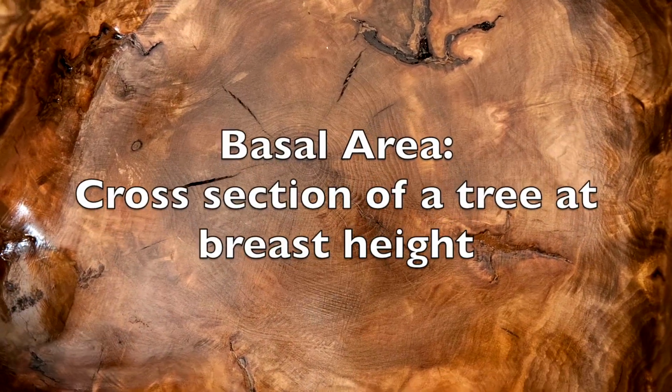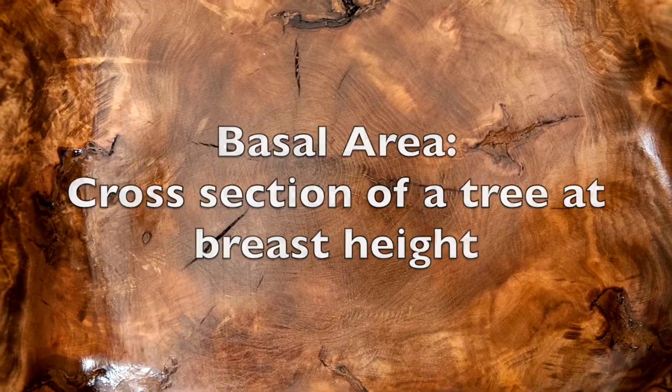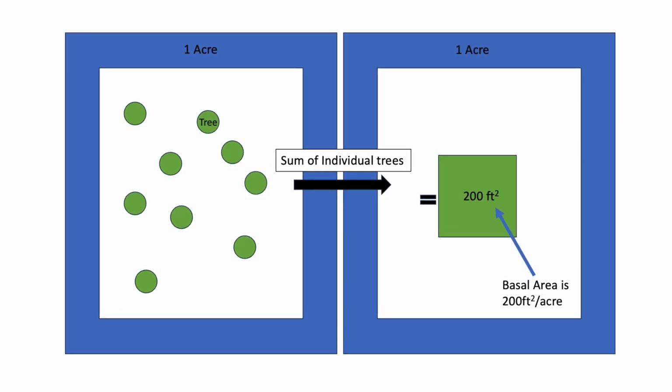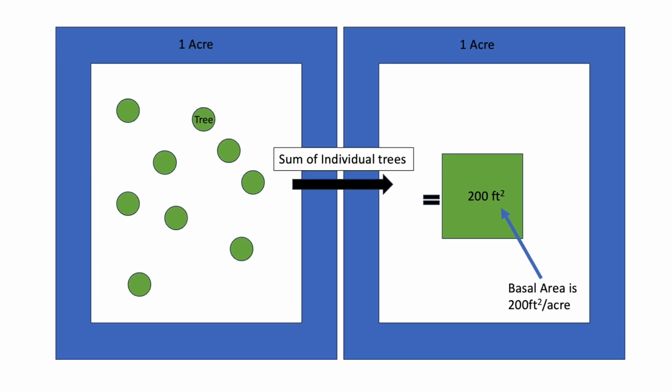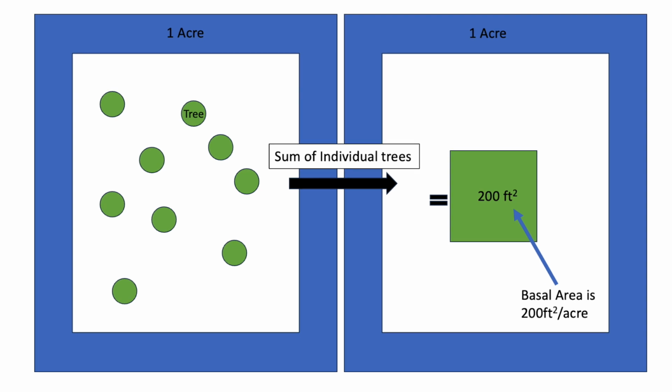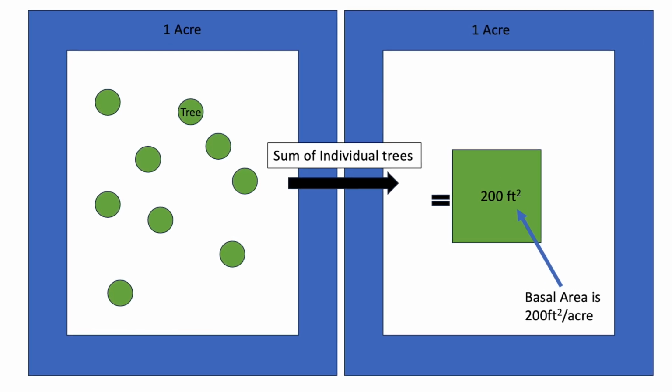It is defined as a cross-section of a tree at breast height. To measure basal area, we look at the sum of the basal areas of all the trees in a specific area. It is measured in either feet squared per acre or meters squared per hectare.